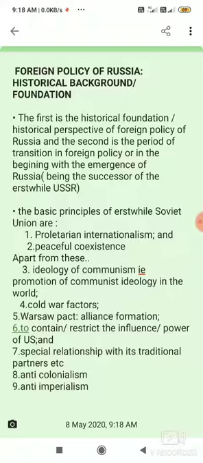ideology of communism, that is promotion of communist ideology in the world. Cold War factor, obviously the Cold War factor was a very important principle of the Soviet Union's foreign policy, as the world got divided on the basis of ideology. The one was led by the USA, the second was led by the USSR.